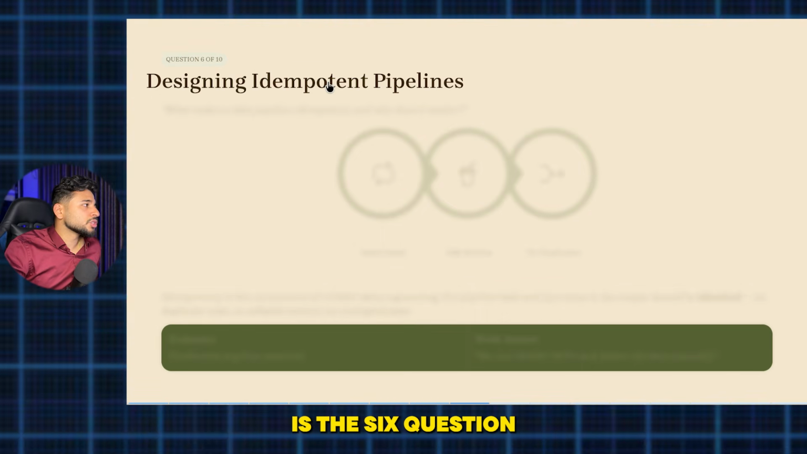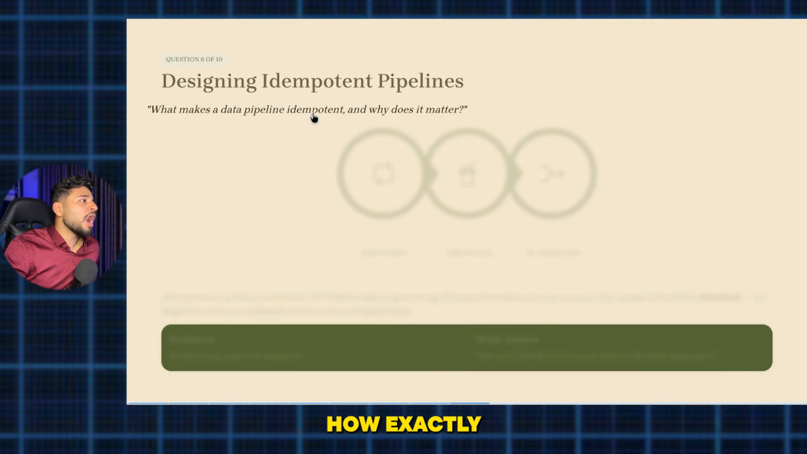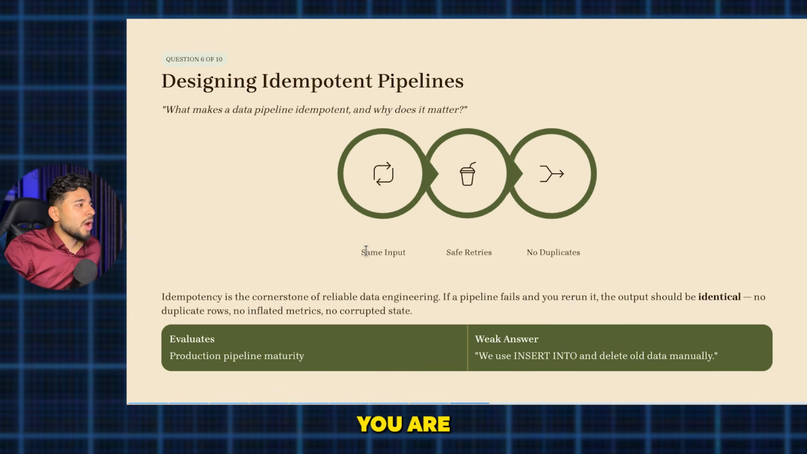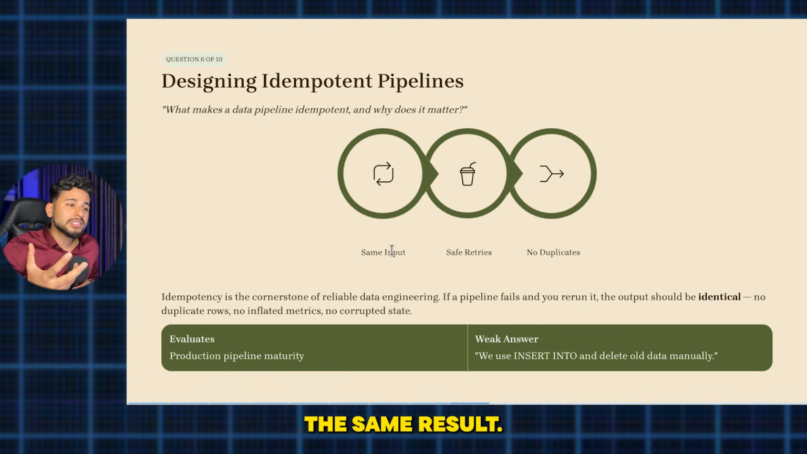Next question is the sixth question, designing an idempotent pipeline. Very, very important. What is an idempotent pipeline, how exactly do you do it, and why does it matter? An idempotent pipeline is one where you run it and it produces the same result again. It is not duplicating your data. Like the first time you ran it, somewhere it failed, and again you ran it from the start. Even if it runs again, it is not loading duplicate data to the target table. That is called idempotency.